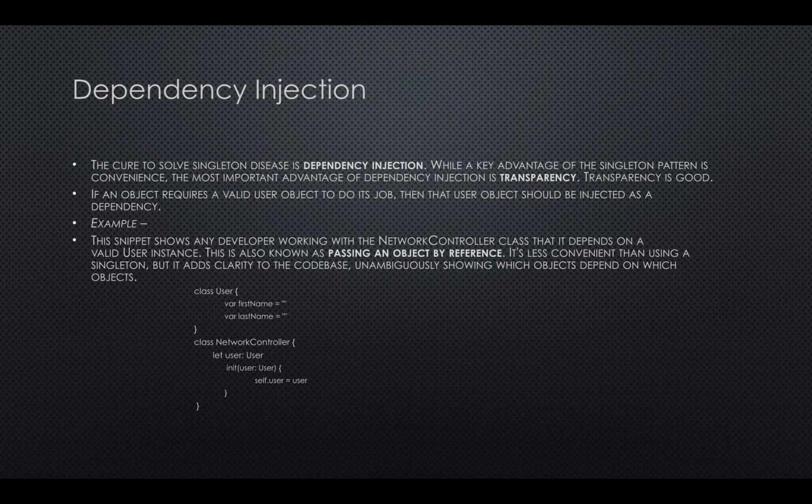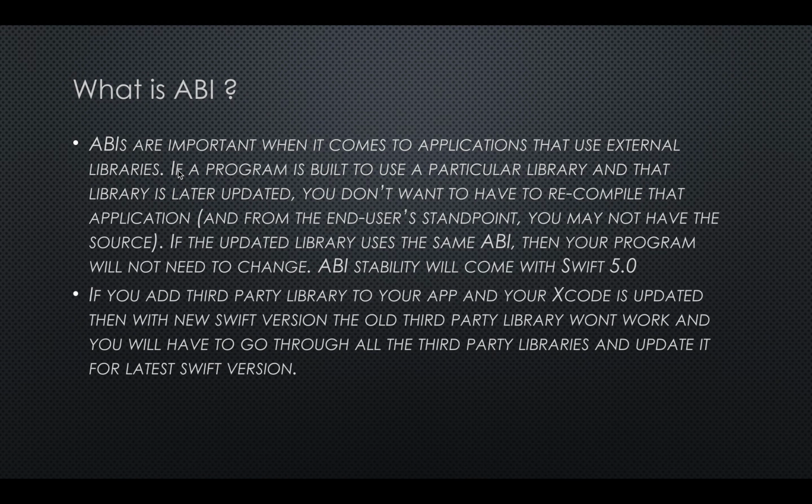Okay. We came to the last question. So what is ABI? Our Swift, right now, is not ABI compatible. So what happens is, if you add a third-party library to your application, and let's say overnight your Xcode is updated, and the next day the version of Swift which you used is now an updated version, right? So the third-party library which you added was referring to the old version of Swift. Now your Swift version has changed, then your third-party library will not work.